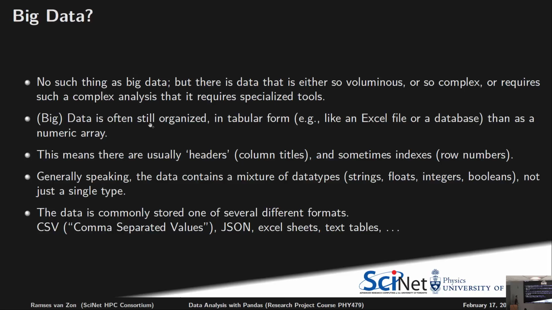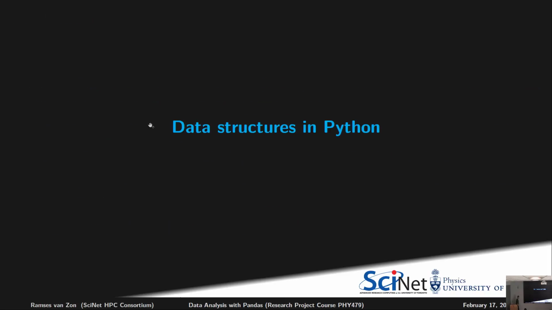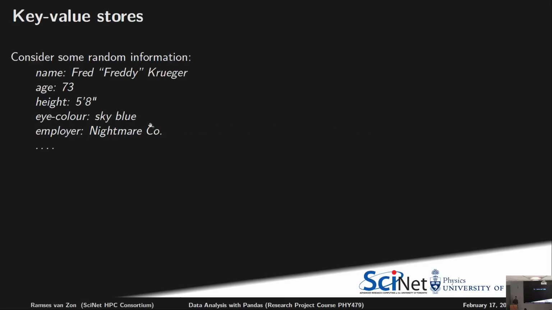You could store it in different formats too. A couple of common formats are comma-separated values, JSON, Excel sheets, text tables, HTML. So that's kind of what we're going to look at. Clear? So we want to look at tables. Although I would maintain that a lot of that unstructured big data out there is still just, you put it in a table.